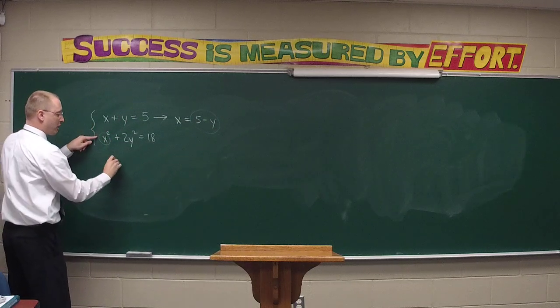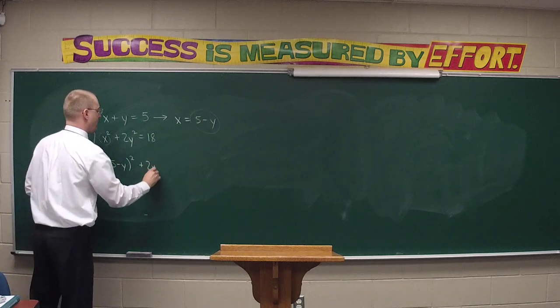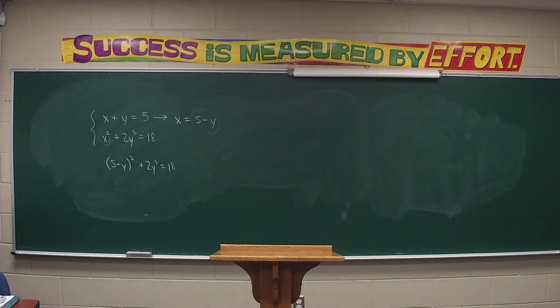Let's take the 5 minus y and plug it right in where it says x. So it's not x squared anymore as you're doing this with me. It's (5 minus y) squared plus 2y squared equals 18. Not x squared, but (5 minus y) squared. And guess what we're going to have to do with the binomial? Square it.